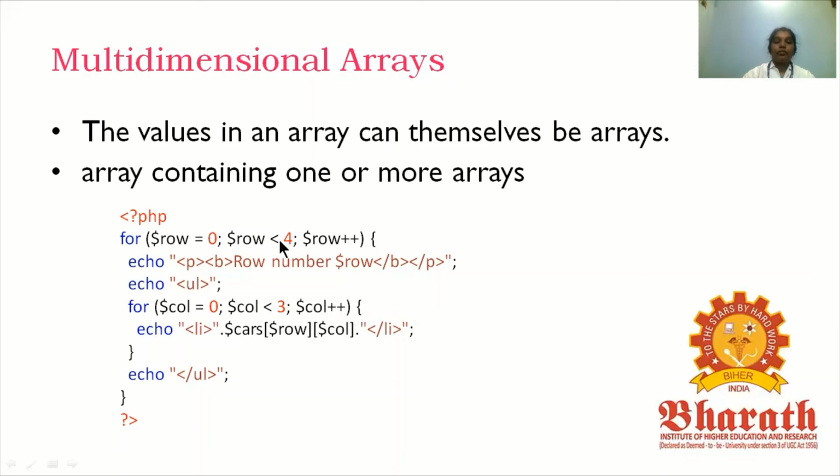If $row is less than 4, if the condition is true, then only the control goes to the next line of for. So what will it do? It displays this HTML paragraph tag. P is used for the HTML paragraph tag, B is the HTML bold tag. So paragraph, bold, row number $row. So what will be the output? After executing this line we get row number, then it displays 0 or 1, like that. This is the end of the bold tag and this is the end of the paragraph tag.